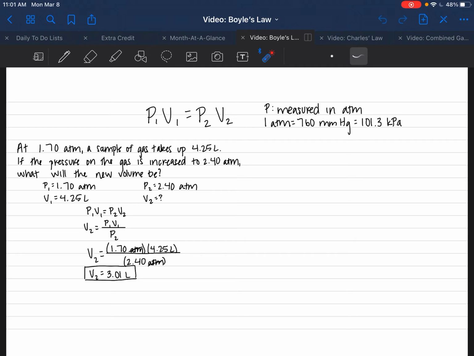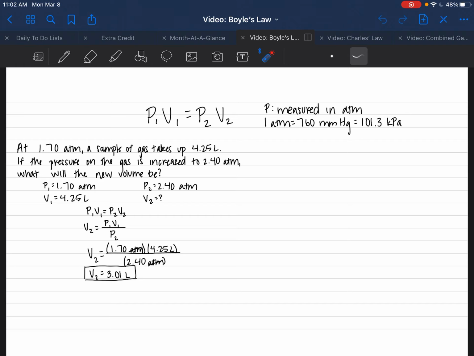In this case, pressure is measured in ATM. ATM just means atmospheres. And I went ahead and wrote out our conversion here. You have 1 atmosphere is equal to 760 millimeters of mercury, which is equal to 101.3 kilopascals. So you don't have to memorize this conversion. It's provided for you on your reference sheet, but I just wanted to put it here as a reminder. If you are given your pressure in anything other than atmospheres, you will need to convert it to get your final answer. And then volume is measured in liters, which we should be used to by now.